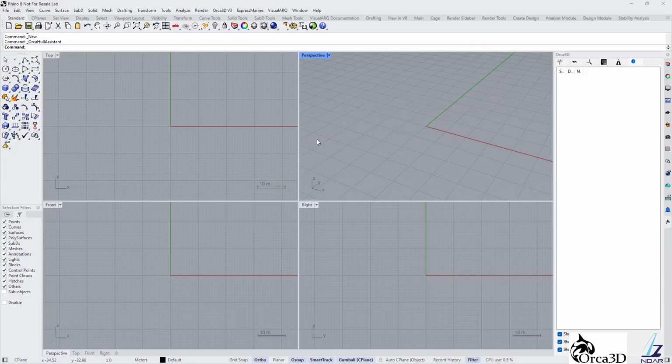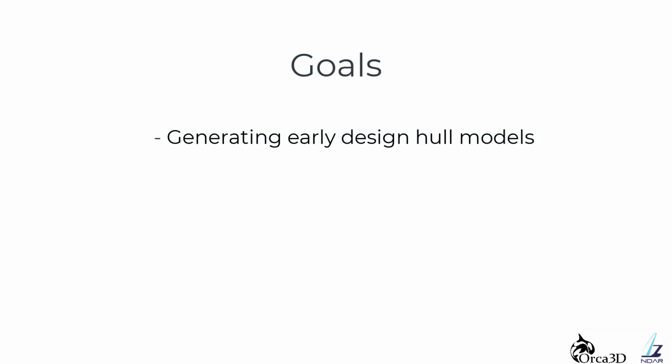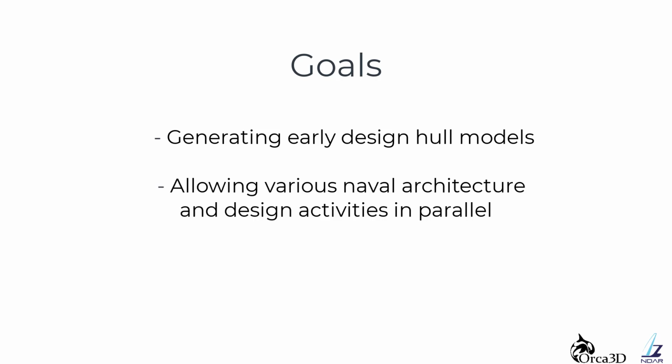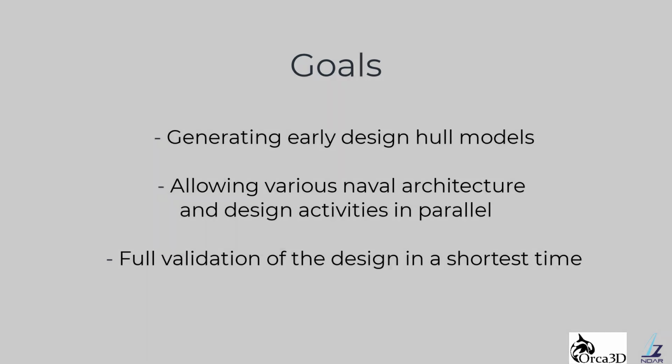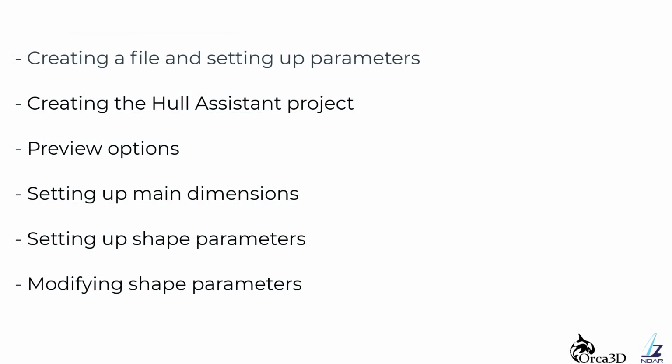The Orca3D Hull Assistant toolset is designed to generate early design hull models in a short time, thereby allowing various naval architecture and design activities to be carried out in parallel from the earliest stages of the design cycle. The end goal is to fully validate the design in the shortest possible time. More videos addressing the overall design ecosystem are available from the NDAR and Orca3D video libraries. This video is divided into 6 sections.